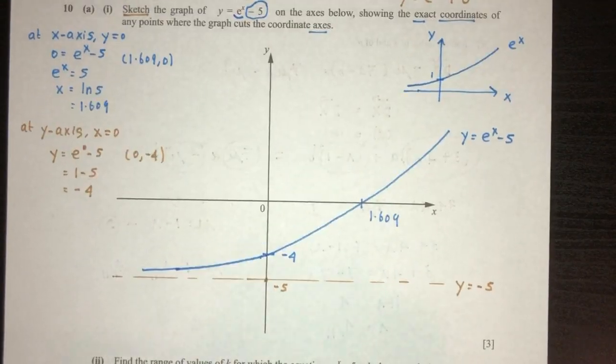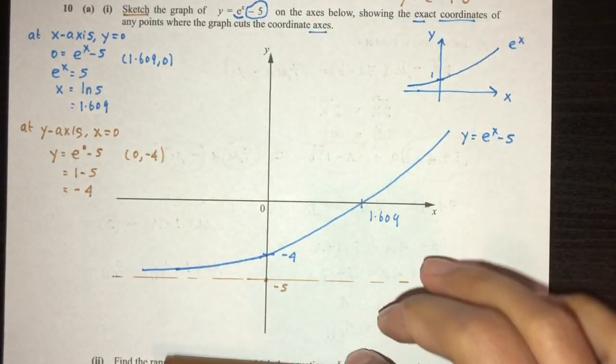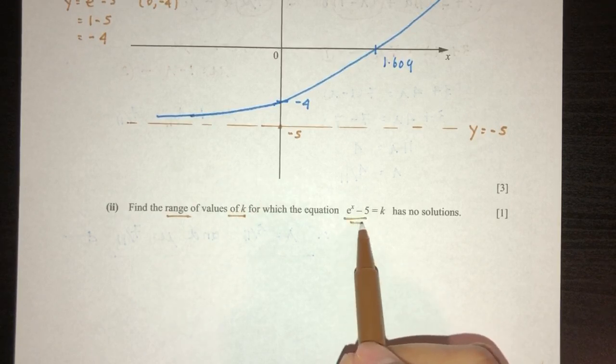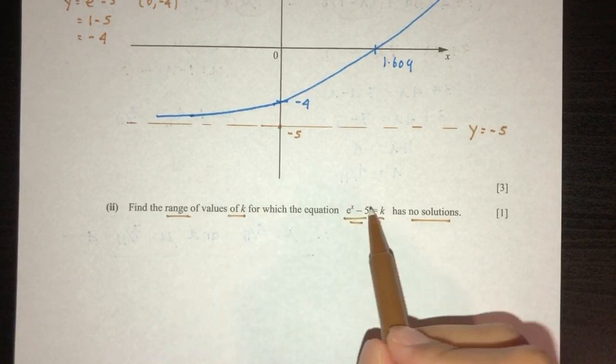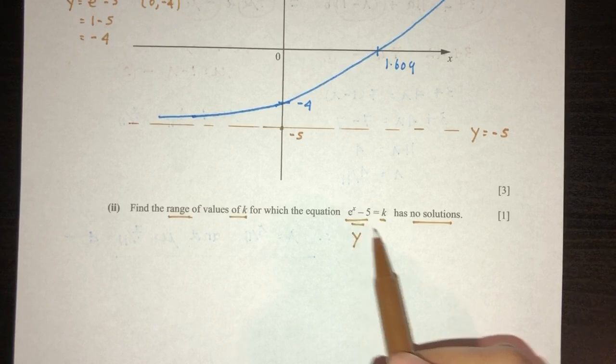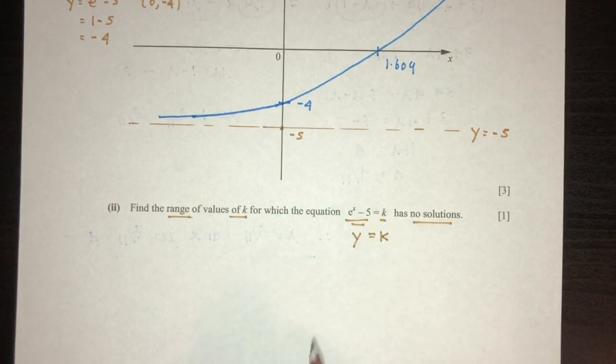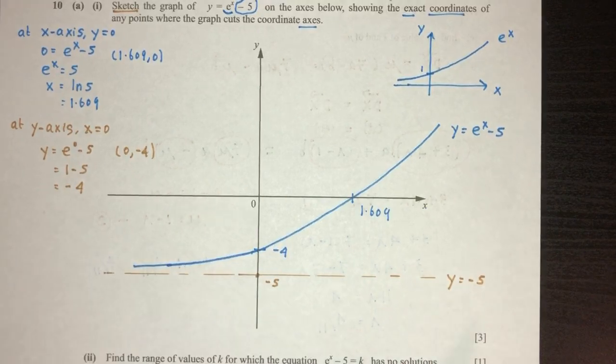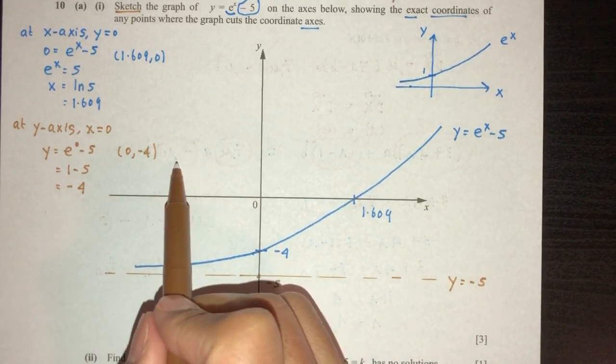Now for part B, find the range of values of k. Range is the up and down value. That's the range. Okay, the range of values of k for which this equation has no solution. So this is your y, equal to k, has no solution. Now y equal to a constant k is a horizontal line, right? Now when does a horizontal line have no solution?